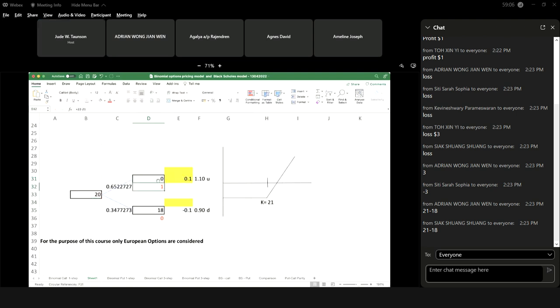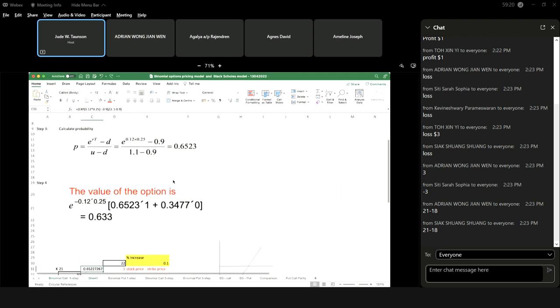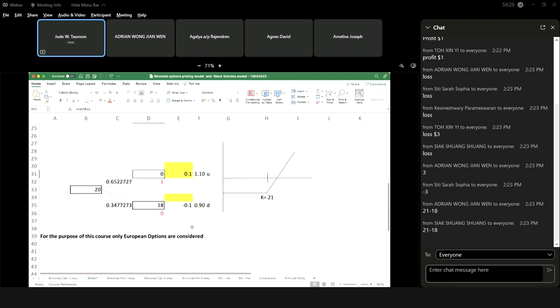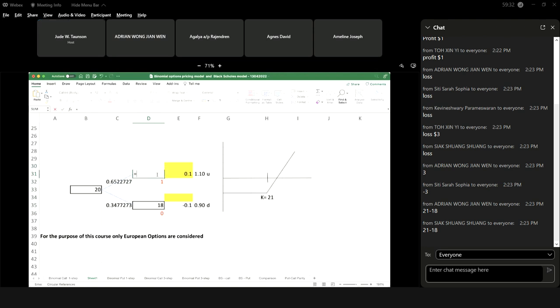I will get this price. What's wrong with this relation? Some formula problem. I don't know what's going on with this Excel. It's supposed to be equal to 20 times 1.1. So I get 22. Similarly, I can use here 20 times 0.9. I get 18.